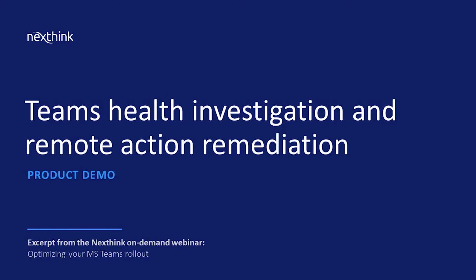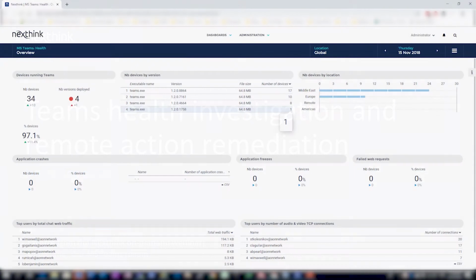So let's have a look at an example in the sustain or production phase. In this example, we're looking at the production overview, and we've got the details of the landscape in terms of the versions, the crashes, the freezes, the top users, and the other important metrics. As we can see, we've got a bit of a versioning problem here because 8 instances of teams.exe seem to have fallen behind slightly in terms of being up to date.